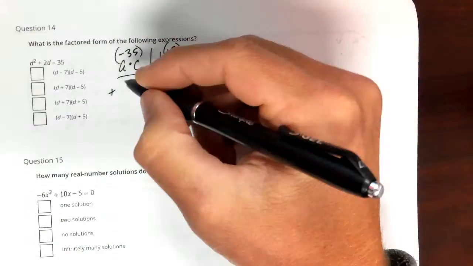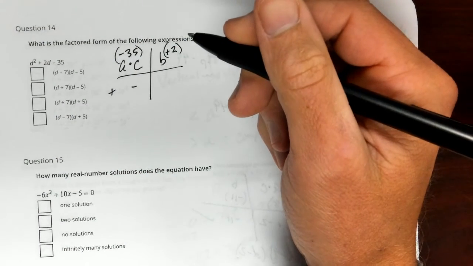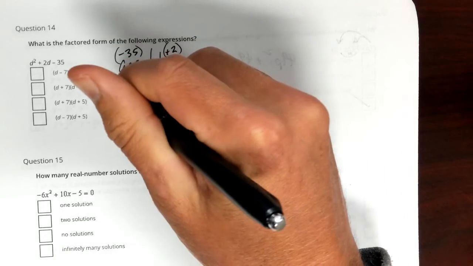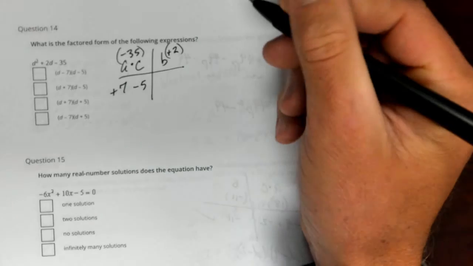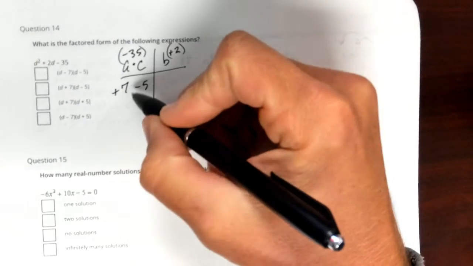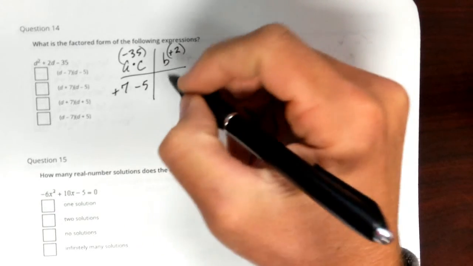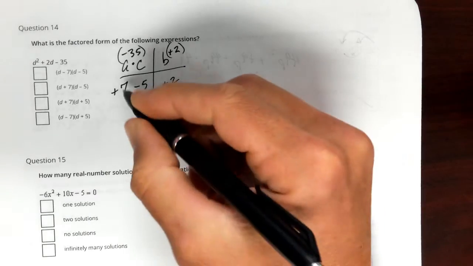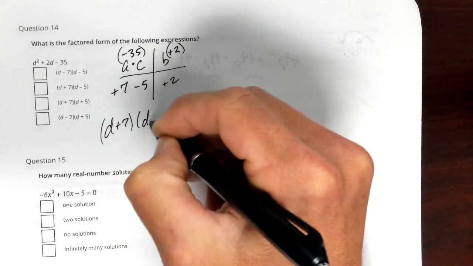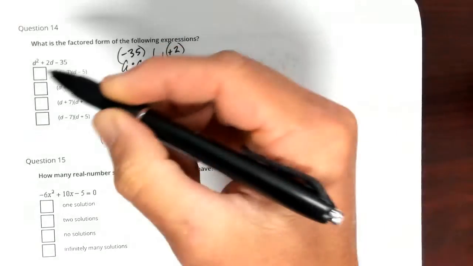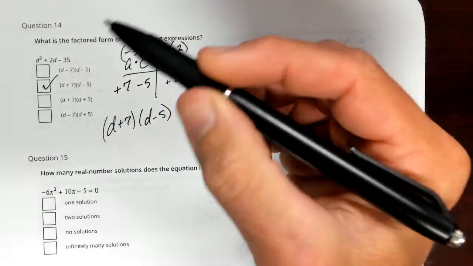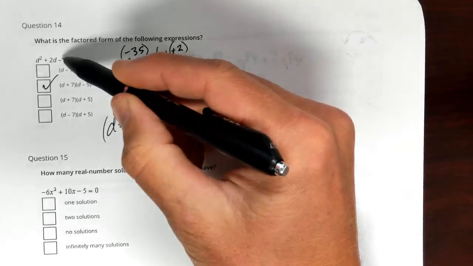And again, 7 and 5 are my factors, but now which one is positive? The bigger number should be that sign, which is positive. So positive 7, negative 5. 7 times negative 5 gives me a negative 35. 7 minus 5 gives me a positive 2. So you have your parentheses, d plus 7 and d minus 5. B. Alright, now again, if that doesn't make sense, FOIL this back out and try to get to there.